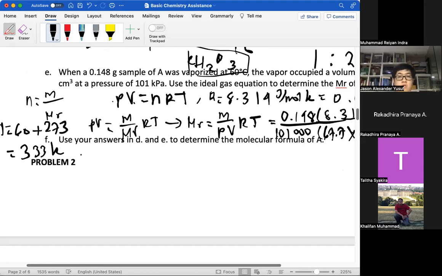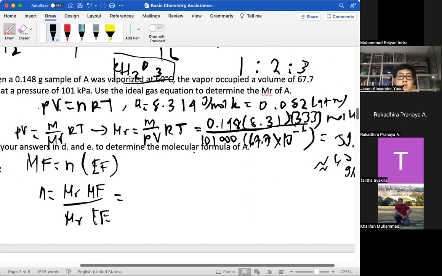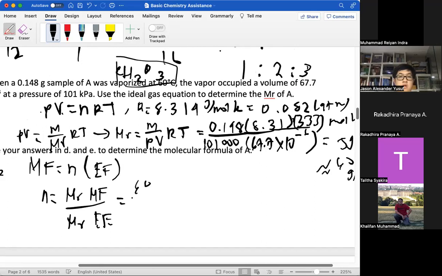And finally, we need to determine the molecular formula of A. Basically, the molecular formula is a constant n multiplied by the empirical formula. How do we get the n? The n is the MR of the molecular formula divided by the MR of the empirical formula. And for the MR, we get a value of 60, right? And for the empirical formula it is CH2O3.